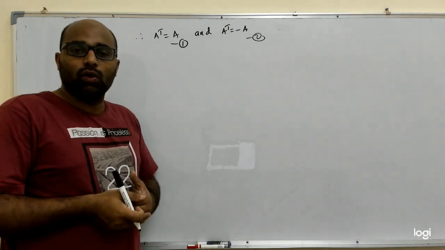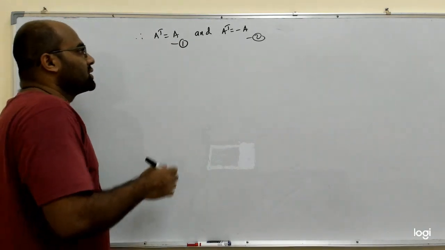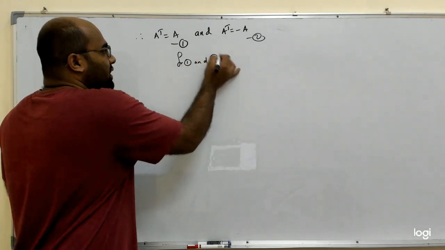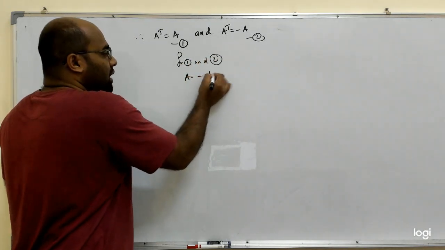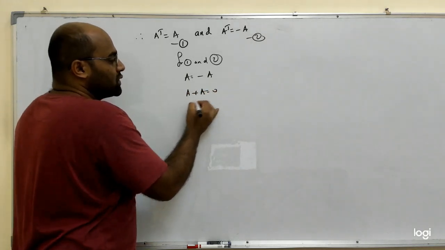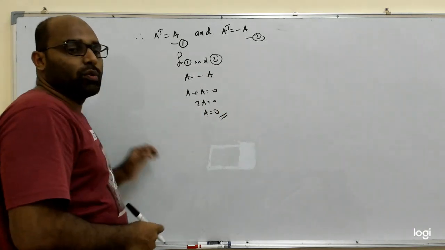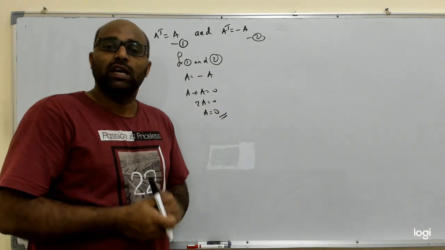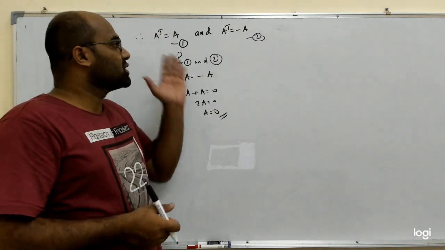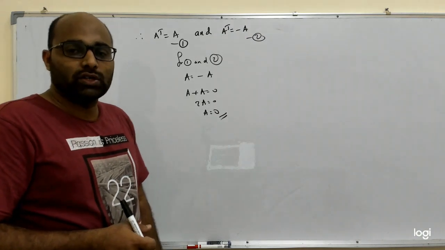So from 1 and 2, what can you say? Their left sides are equal. If the left side is equal, the right side is also equal. From 1 and 2 we can write A equal to minus A. Bring this to one side: A plus A equal to 0, 2A equal to 0, A equal to 0. A equal to 0 means it is a 0 matrix. So proved. A matrix which is both symmetric and skew symmetric should be a 0 matrix. I hope you understood this one.